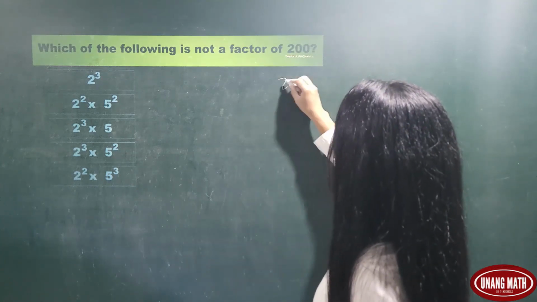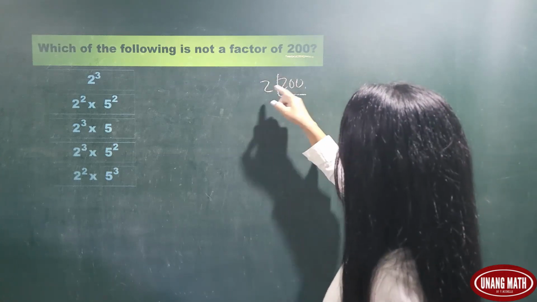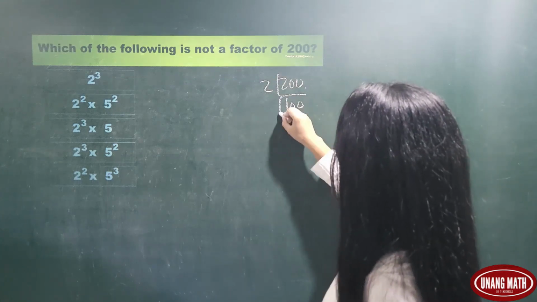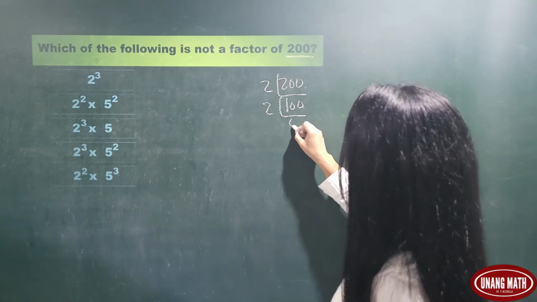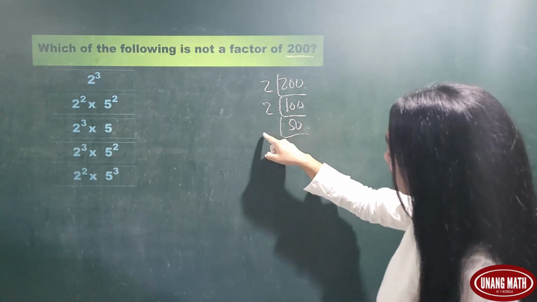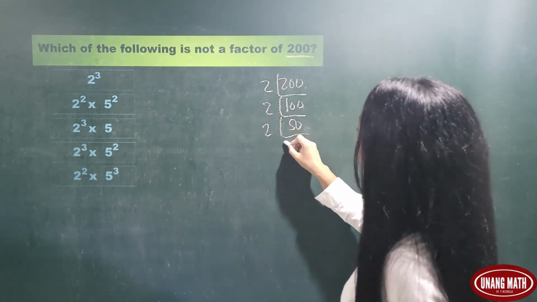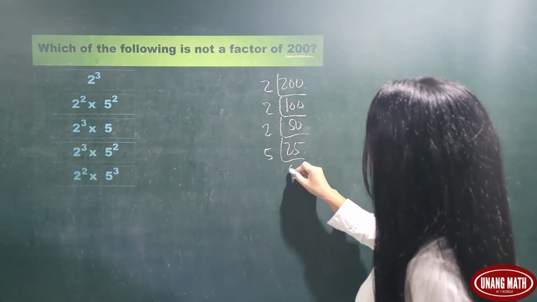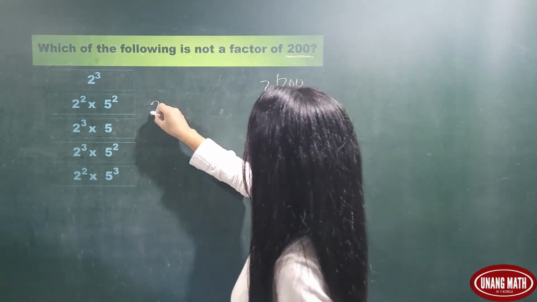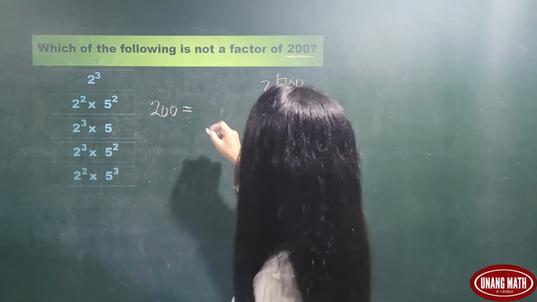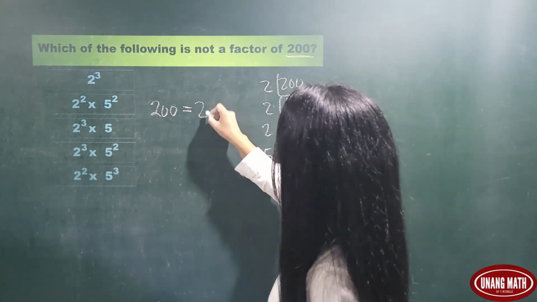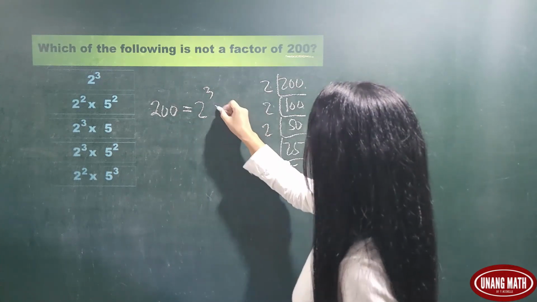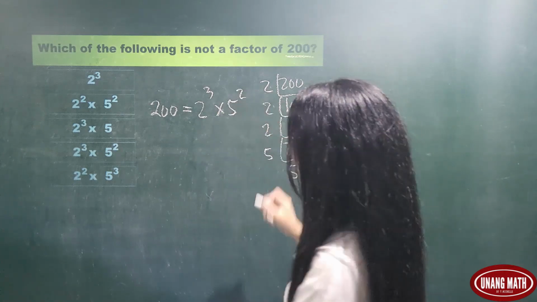Okay, let's use the division method. 200 divided by 2, 100. 100 divided by 2, 50. Okay, continue dividing. 50 divided by 2, 25. 25 divided by 5, 5. So 200's prime factorization is 2 raised to the power of 3 times 5 squared.